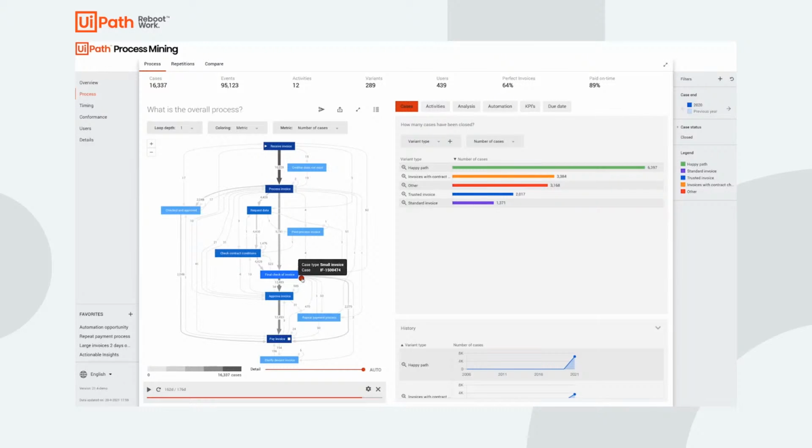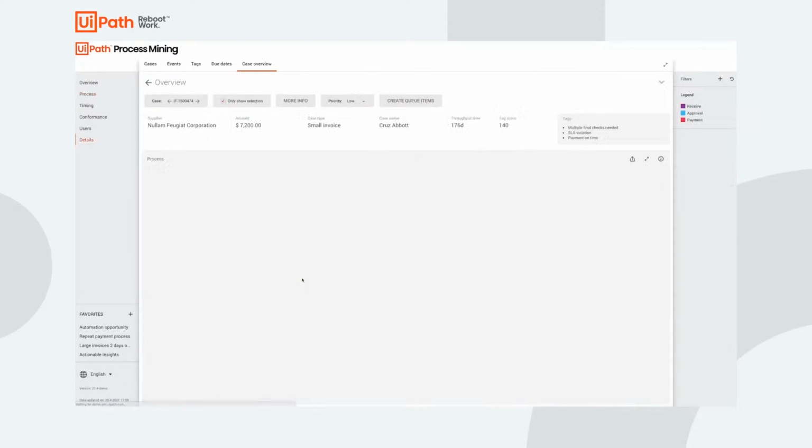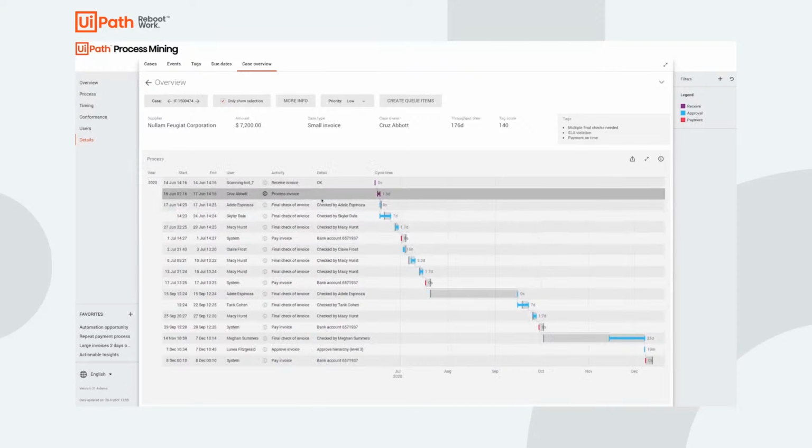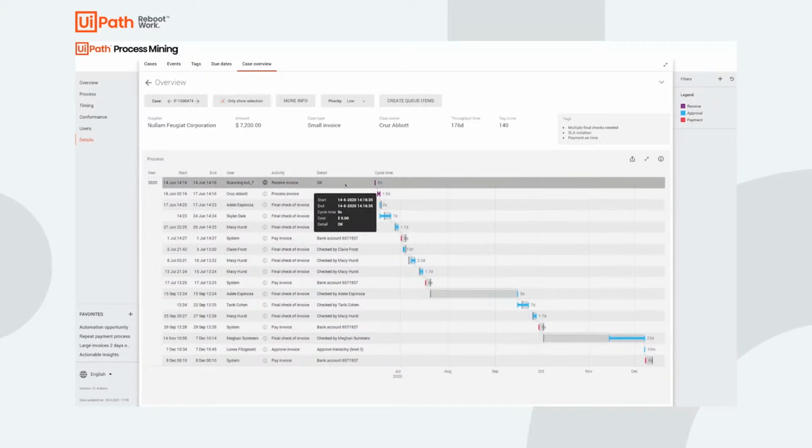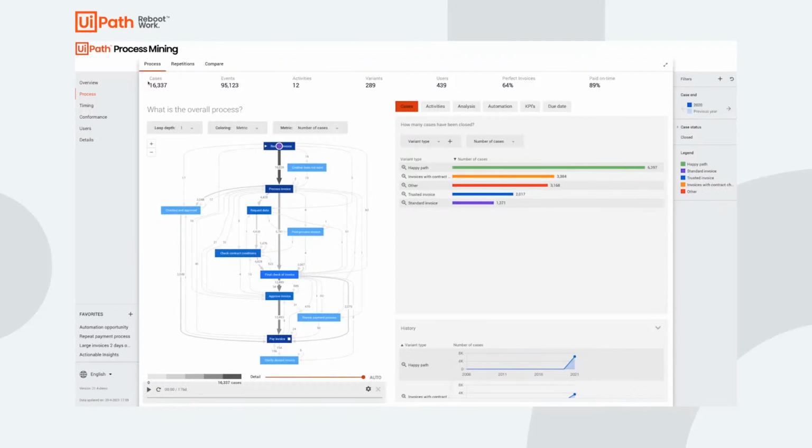Zooming into the last case, we can see all the individual tasks that were performed by the different users. This is how UiPath Process Mining captures all the repetitive details for all cases and identifies where automation could optimize the entire process. To do that, Andrea goes to the automation dashboard where she can see all the automation opportunities prioritized based on their impact.